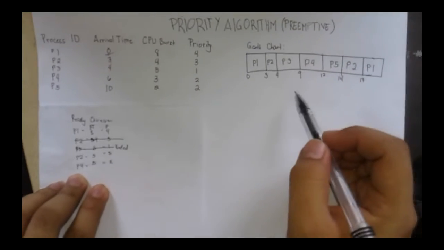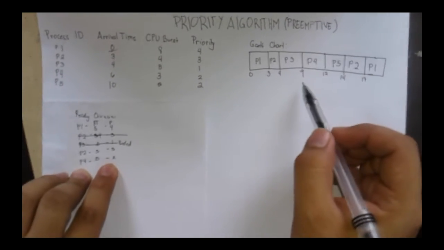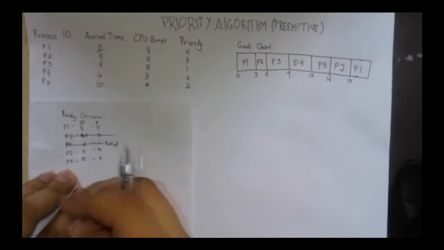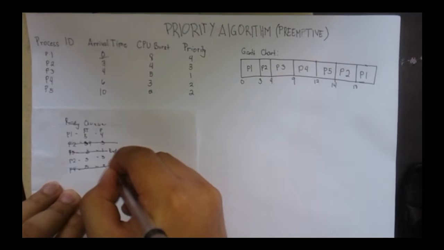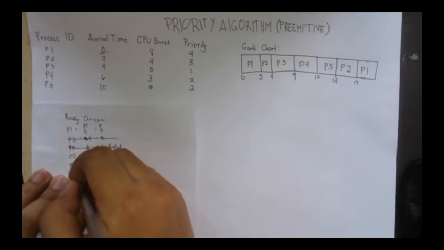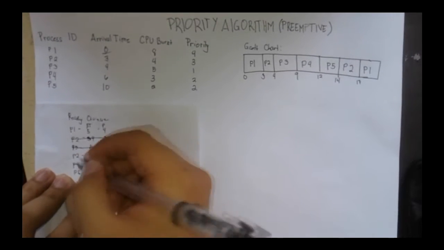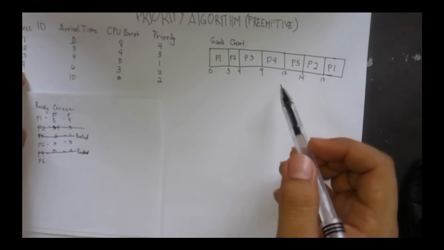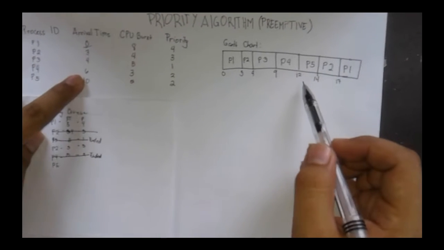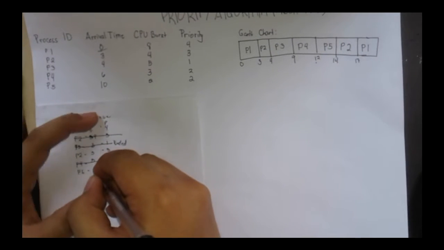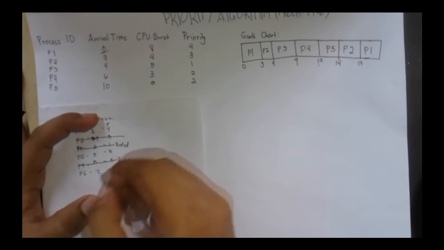Since in our ready queue P4 has the highest priority, it will be executed until its burst time has become 0. So at this point P4 has already ended. And P5 has arrived because P4's execution time ended at 12 and its arrival time is 10. P5 has a burst time of 2 and priority of 2.